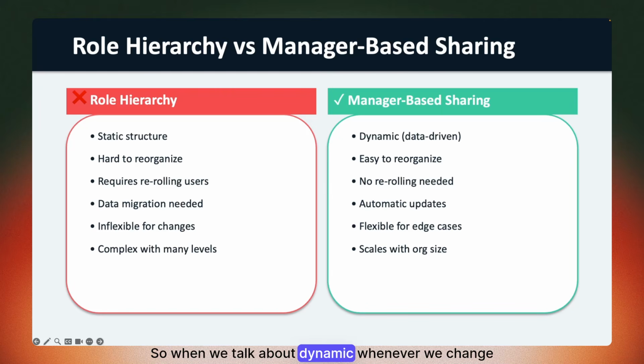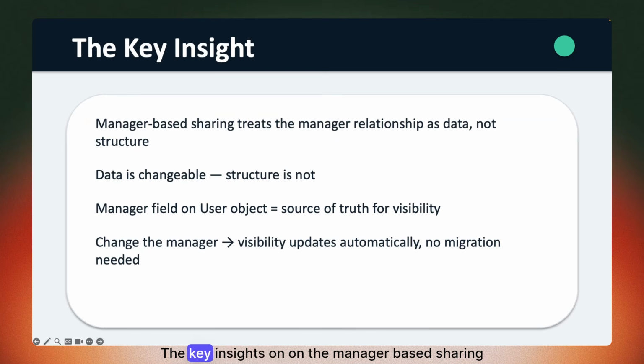When we talk about dynamic, whenever we change someone's manager in their user record, the visibility changes automatically. And it's simple to scale. Why simple to scale? Because it doesn't matter if you have 6 levels or 15 levels. The logic is the same. It drives the setting with the manager fields only. The key insight on manager-based sharing is that it treats the manager relationship as data, not structure. We do not need to build a complex role hierarchy structure. The data is changeable, the structure is not.